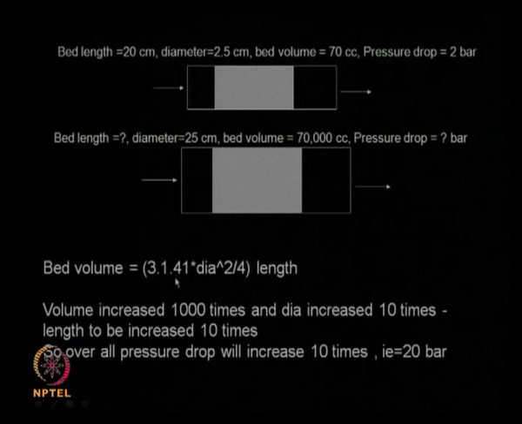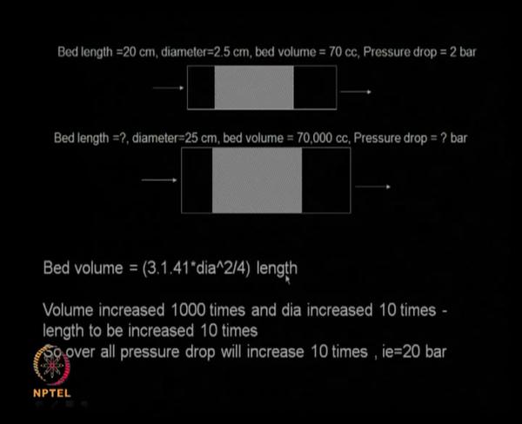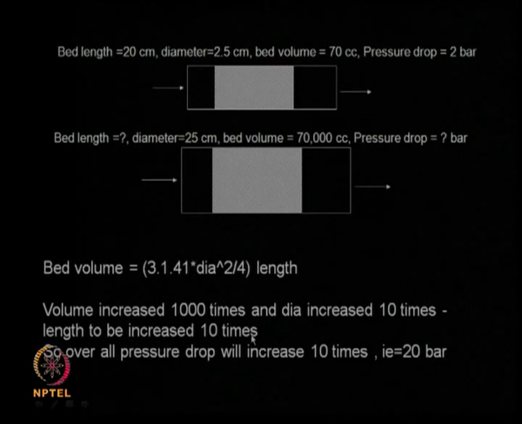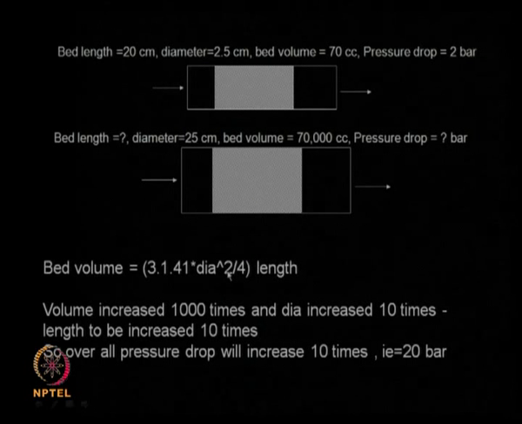Now you know bed volume, how do you calculate? Pi d square by 4 into length, agreed. Now the volume has increased 1000 times and the diameter has increased 10 times, that means the length will increase 10 times, right, because diameter has increased 10 times, that means diameter square, that is 100, length has increased 10 times, okay. So the diameter has increased to 10 times, the length also has increased to 10 times, okay. So the bed volume is 1000 times, diameter is 10 times, bed volume and diameter are related by diameter square, so this will become 100 times, so obviously the length will go up by 10 times.